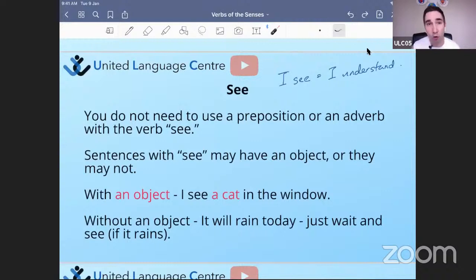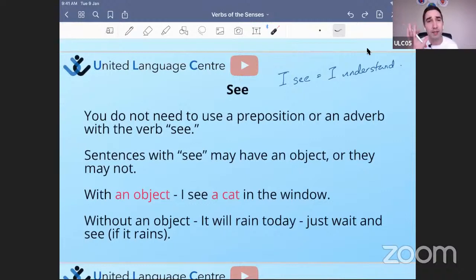Do you think Snower will come to the party? I don't know. Let's see, which kind of means let's wait. So a little bit different. Let's see if she comes. So a little bit different meaning.